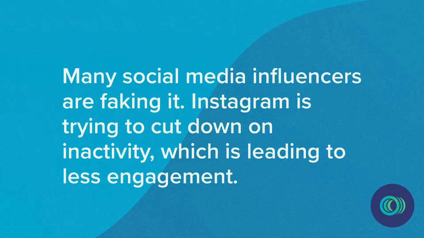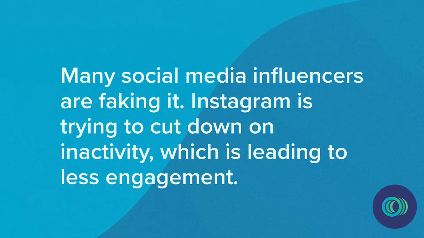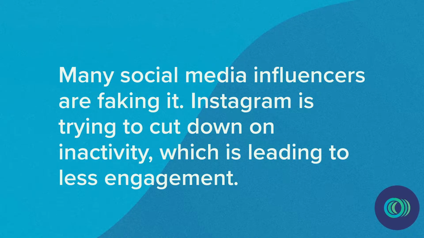Now, what does that do in the algorithm? That means less signals going into the algorithm saying this content is engaging, because it's getting less engagement. Those bots are being eliminated. Fake engagement is going down. So everybody's seeing reduced engagement because these fakers out there are getting pulled back. They're not allowed to engage.